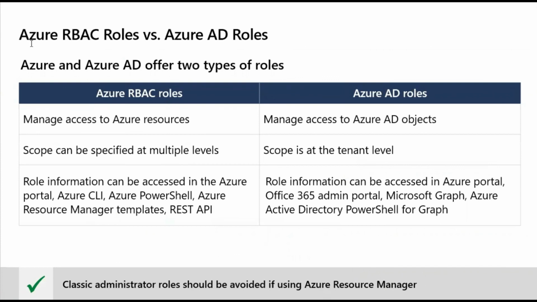So this is the comparison, Azure RBAC roles versus Azure AD roles, 2 things. Azure RBAC roles manage access to Azure resources. Scope can be specified at multiple levels. Role information can be accessed in the Azure portal, Azure CLI, PowerShell, Azure Resource Manager templates, REST APIs. But Azure AD roles manage access to Azure AD objects. Scope is at the tenant level, and role information can be accessed in the Azure portal, Office 365 admin portal, Microsoft Graph, Azure Active Directory PowerShell. So these are for different purposes, right?